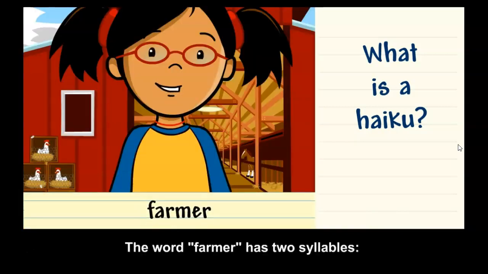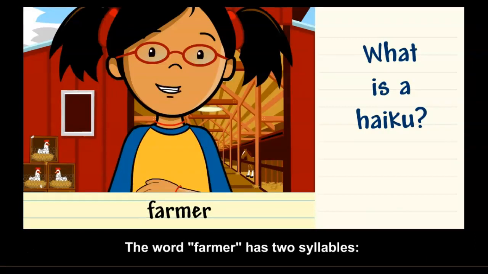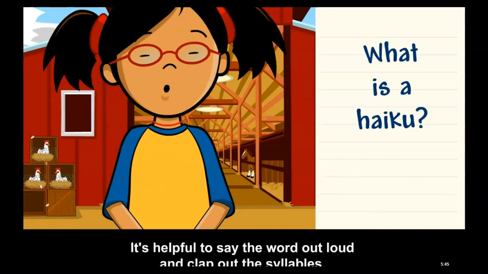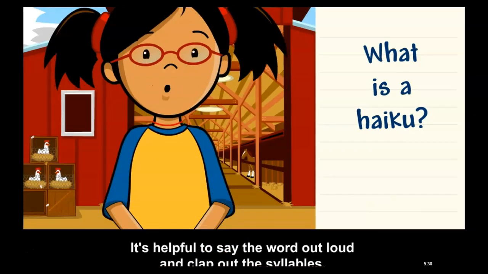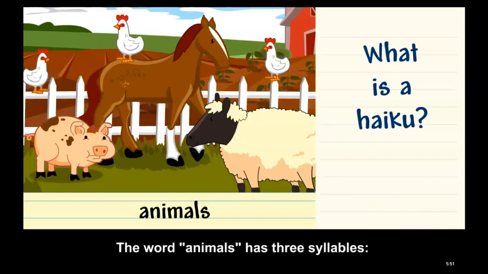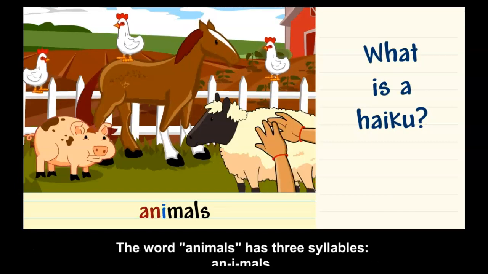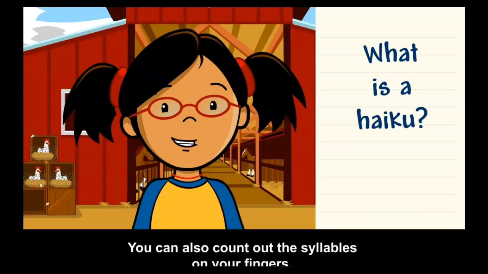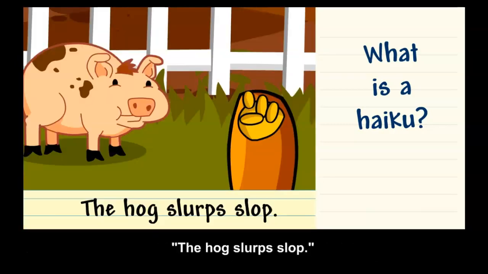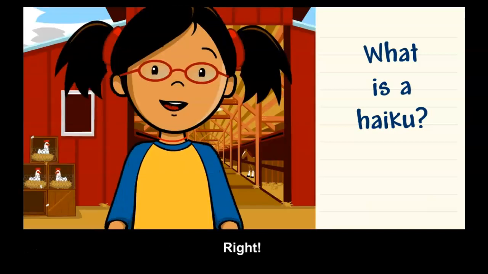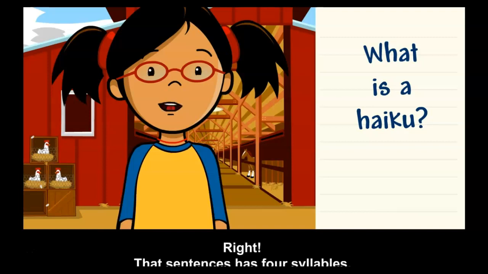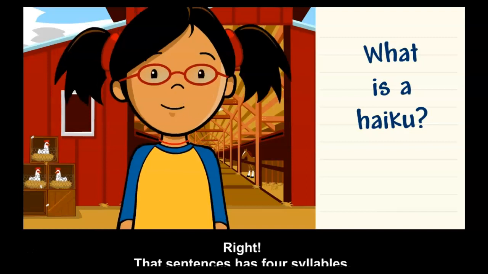The word farmer has 2 syllables. Farm-er. It's helpful to say the word out loud and clap out the syllables. The word animals has 3 syllables. Animals. You can also count out the syllables on your fingers. The hug slurps slop. Right. That sentence has 4 syllables.